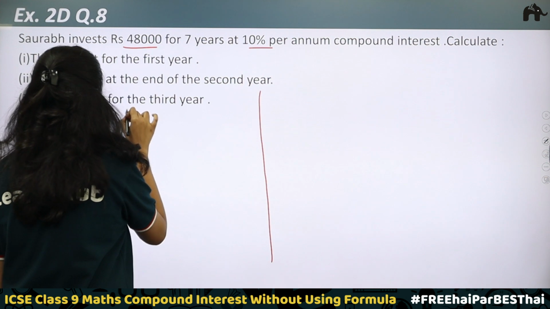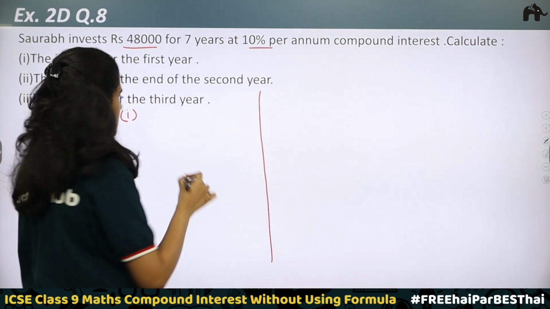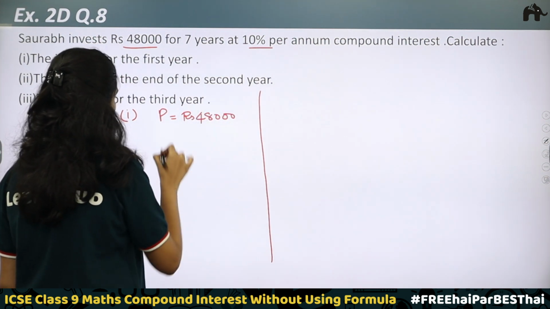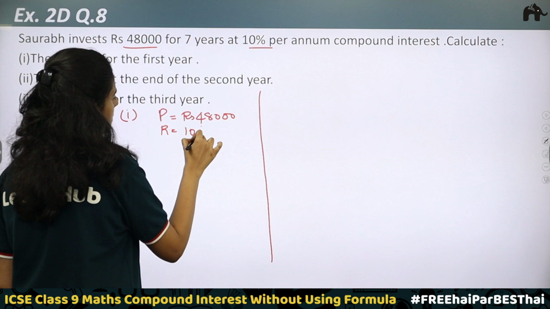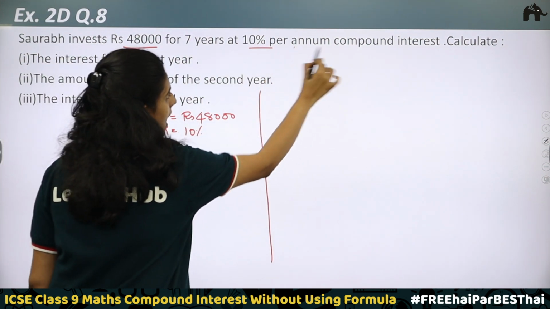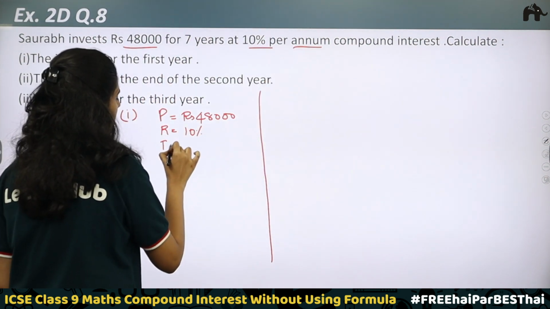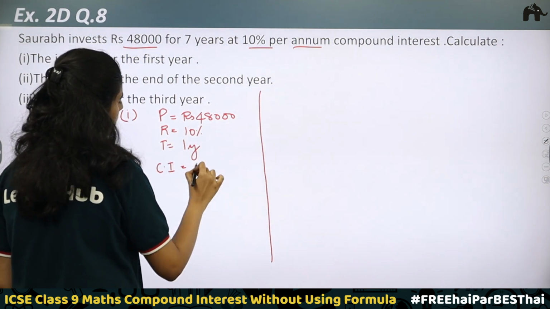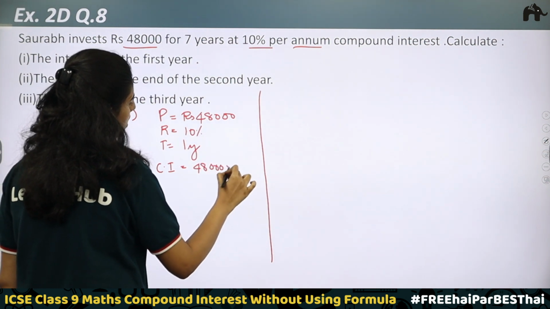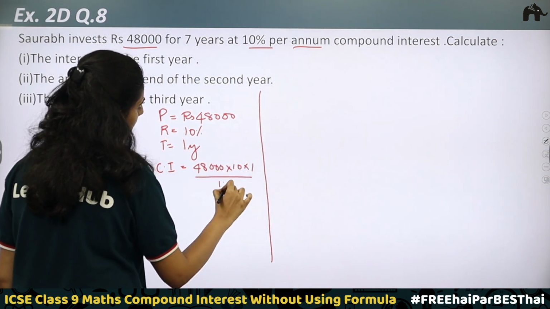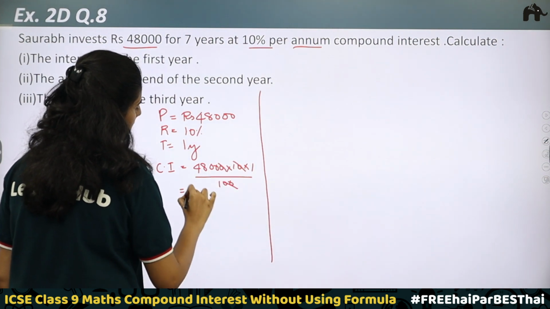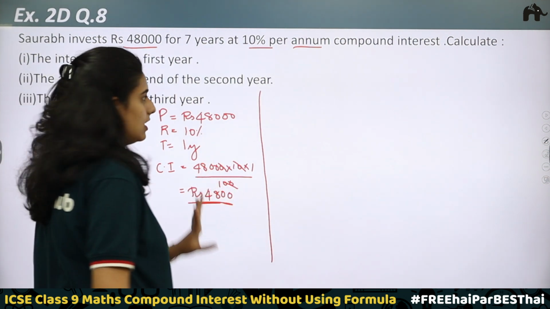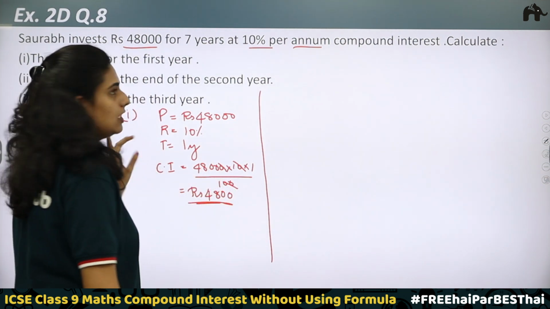Given the first part of the question, we have to find the interest for first year. What is the principal here? Principal is rupees 48,000. Rate of interest is 10% compound interest per annum, which means time is equal to 1 year. Therefore the compound interest will be equal to 48,000 into 10 into 1 divided by 100. You will be getting rupees 4,800. So, this rupees 4,800 is the answer for your first part of question, interest for first year.